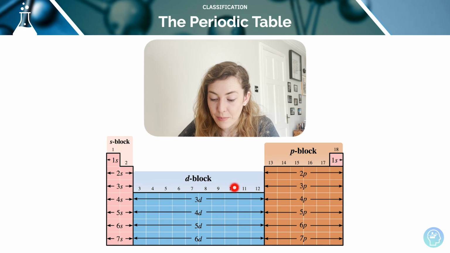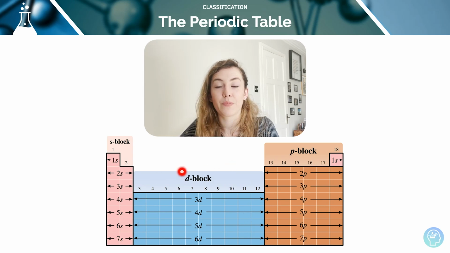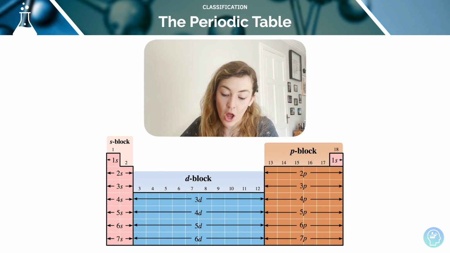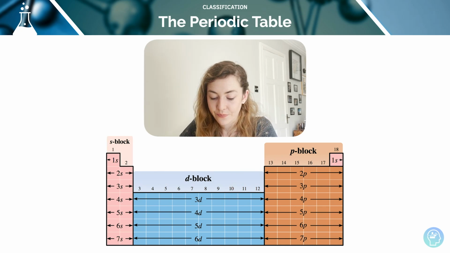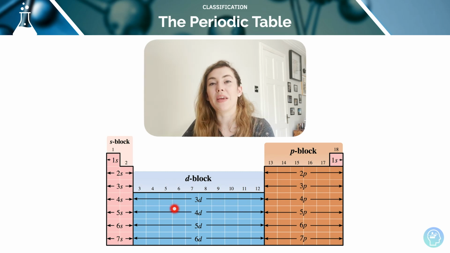So the D block elements have an outer shell configuration between a full S shell, a full P shell, and then often they are going to have their D shell. So this is going to be full, this is going to be full. It's their D shell that is incomplete. So it'll be from D1 to D10.